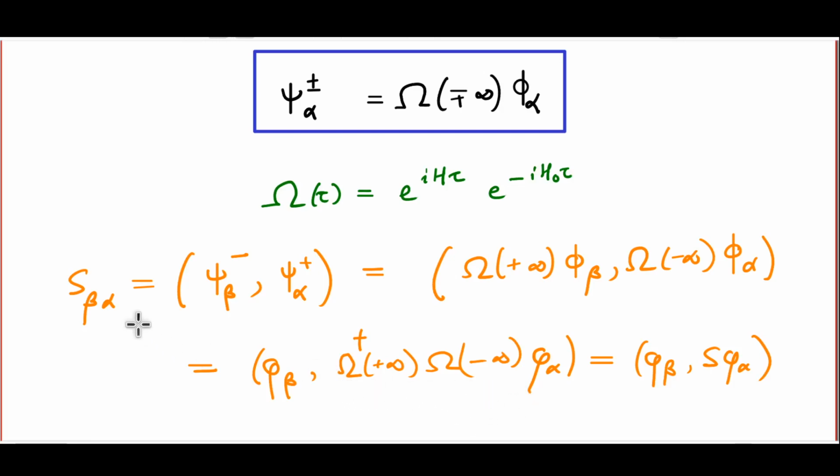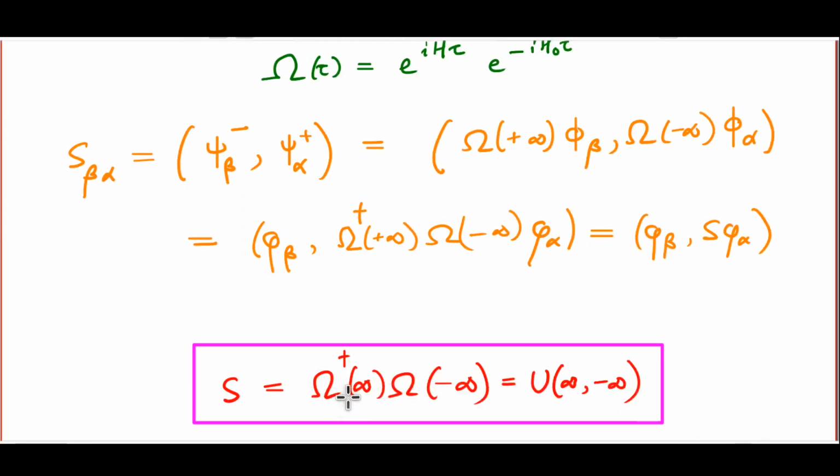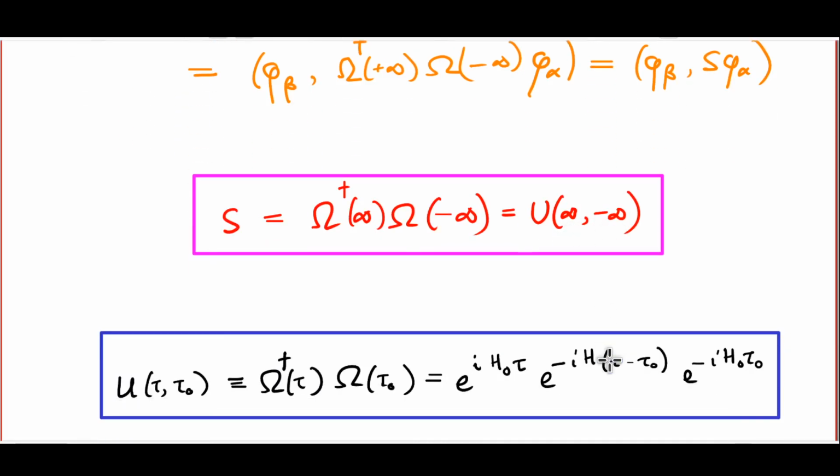But we already know that S beta alpha is the overlap between phi beta and S acting on phi alpha. And this helps us to identify our S operator as this combination, omega dagger infinity times omega minus infinity. Something which we also call U with labels plus infinity and minus infinity, where U of tau and tau 0 is simply omega dagger tau, omega tau 0. That's why when you put plus infinity here for tau and minus infinity for tau 0, you actually get S.